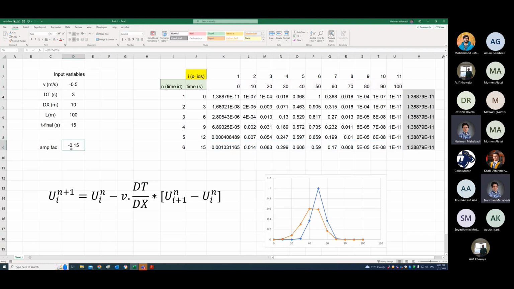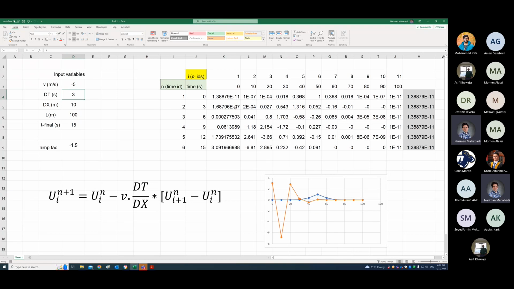I mentioned that if the amplification factor is equal to 1, then the system is going to be neutrally stable. It means that it's equal to the theoretical value, right? So let's see if we can bring this amplification factor to 1. This is my amplification factor. Let's just increase the velocity. I'm just trying different values, right?